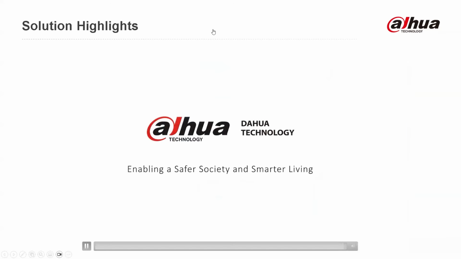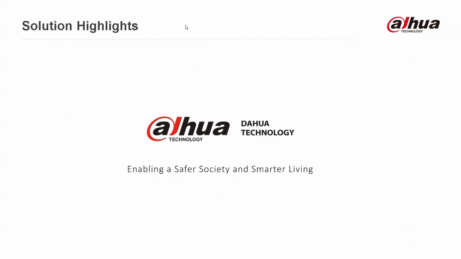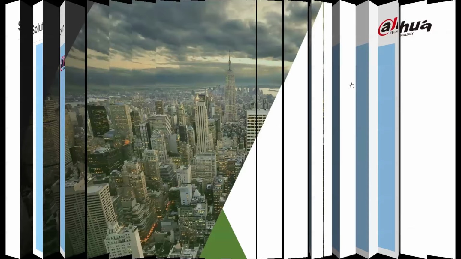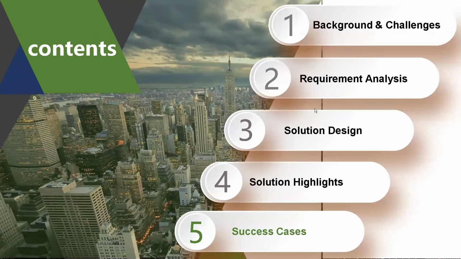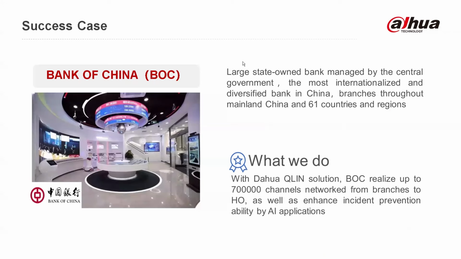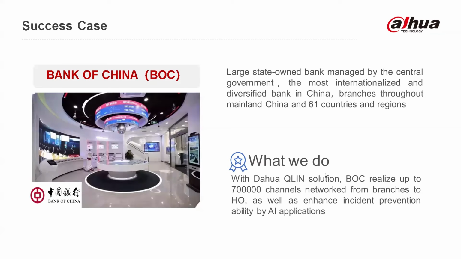So that covers a brief preview of the highlights of our solution. Then let's look at some cases where we've applied this. So in China, we have Bank of China, where we have QLIN, and we have compressed more than 700,000 channels. So you can imagine that's a very big compression solution. So if you need this, then you are welcome to try it.